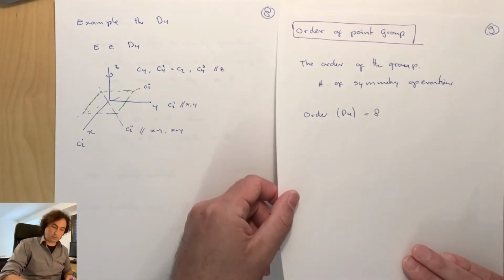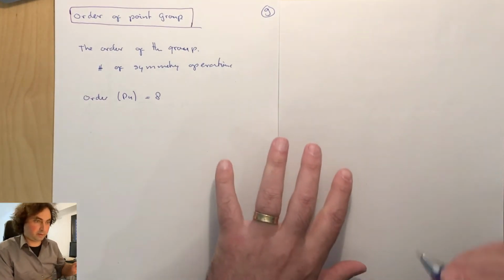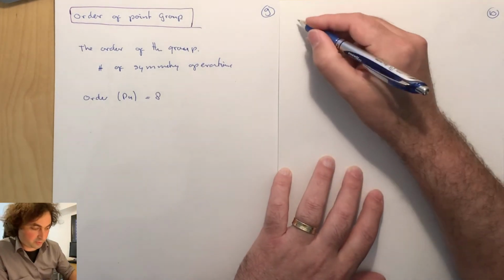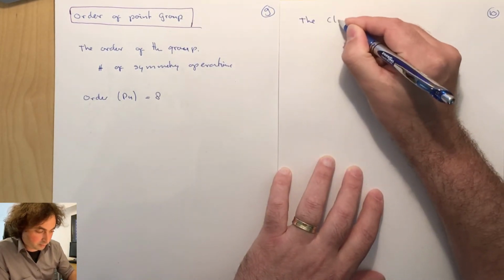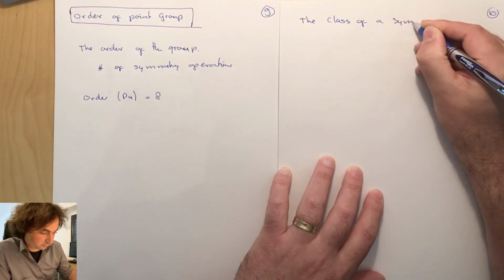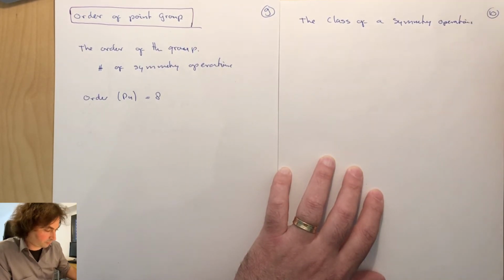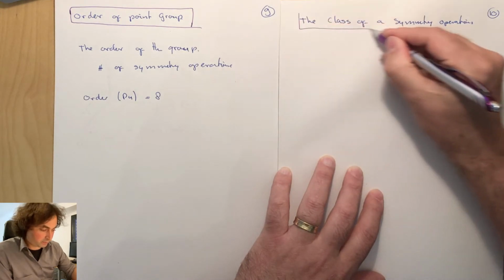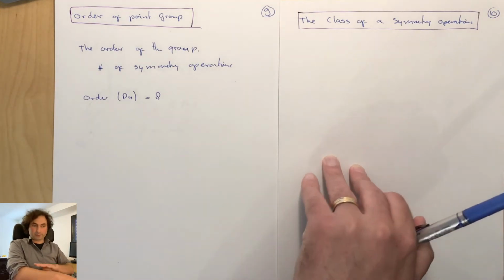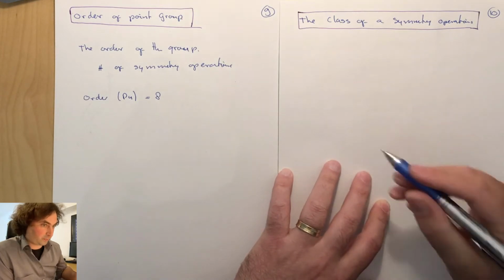Besides the order of a group, just counting the number of symmetry operations that we have, we can also have a look at the different classes of the symmetry operations. Some symmetry operations are more equivalent to each other than others. And for that we divide our symmetry operations into different classes.